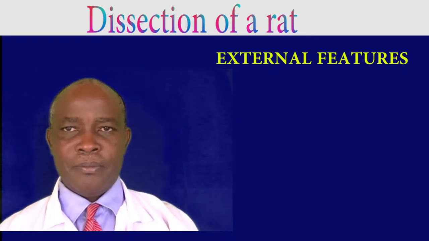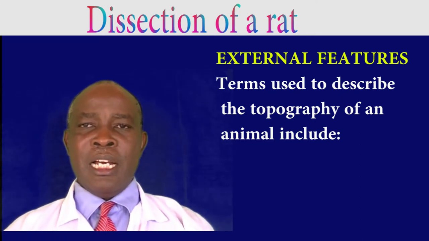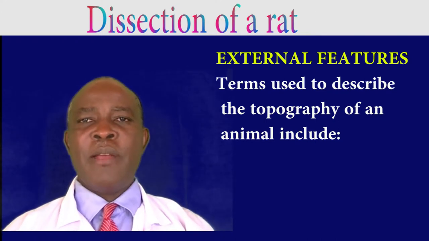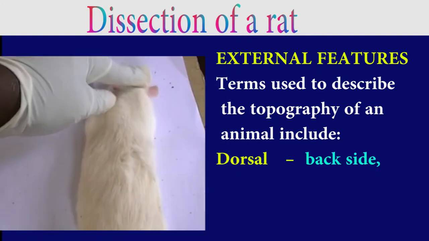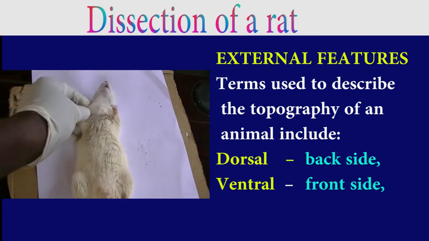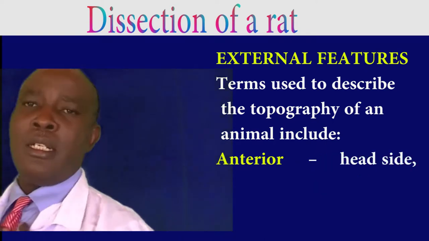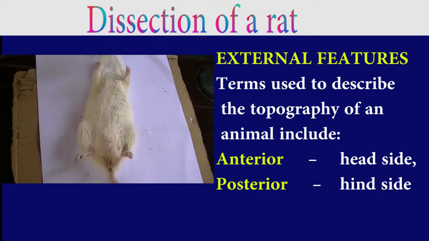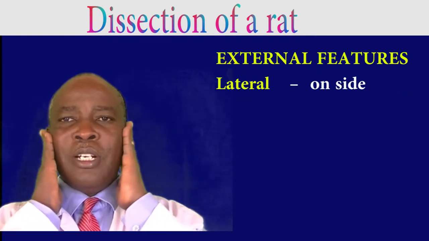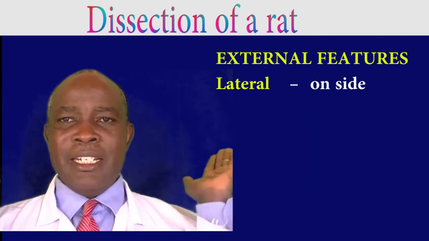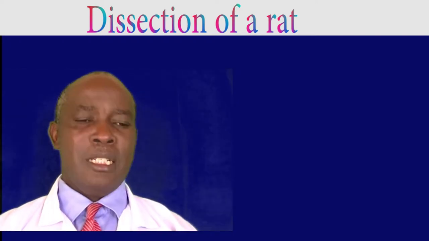External features. Before we describe the external features of a rat, let's look at terms used to describe the topography of an animal. Dorsal is the back side. Ventral, the front side, is the ventral side. Anterior, head side. Posterior, hind side. Then lateral, on the sides. This is the lateral side of my head. This is the ventral side, the dorsal side, the anterior side, the posterior side.